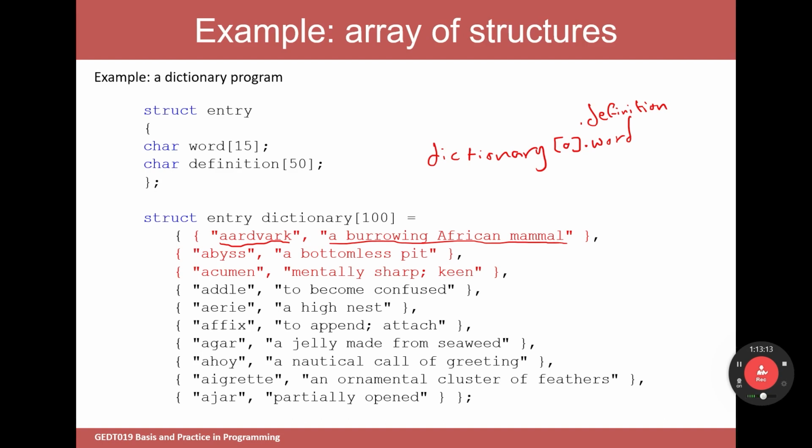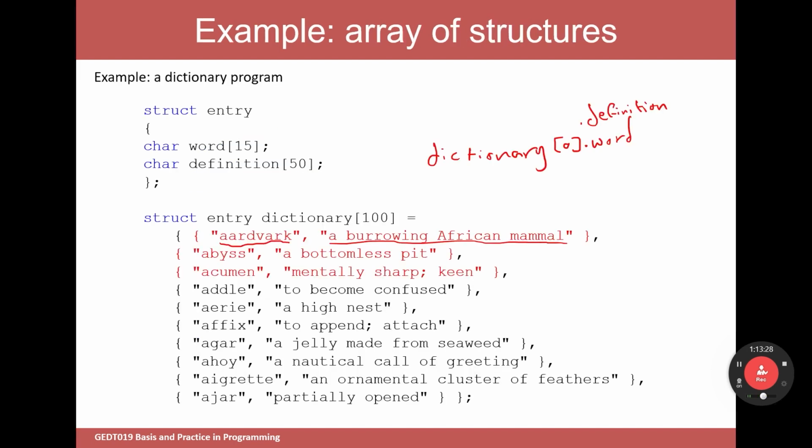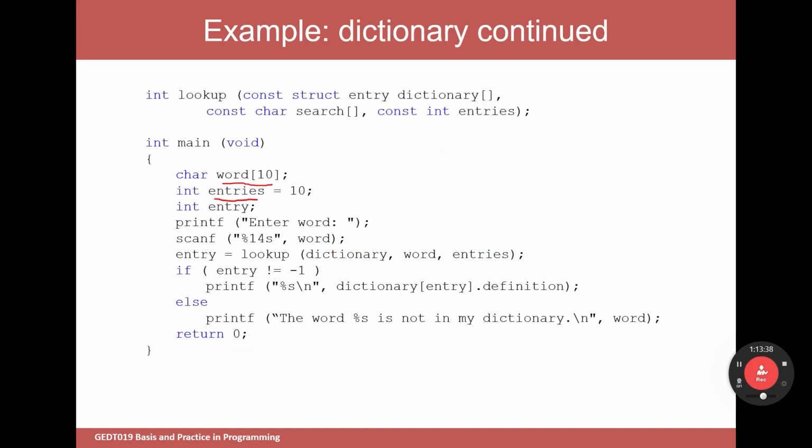So here we have defined this array of structures, and then in the main function I create, for example, one string, and then I say 10 entry. 10 entry is just a constant number, the number 10, because I have 10 elements here: 1, 2, 3, 4, 5, 6, 7, 8, 9, 10. So there are 10 elements. Then I say enter the word, and I wait for you to enter some word from the keyboard.